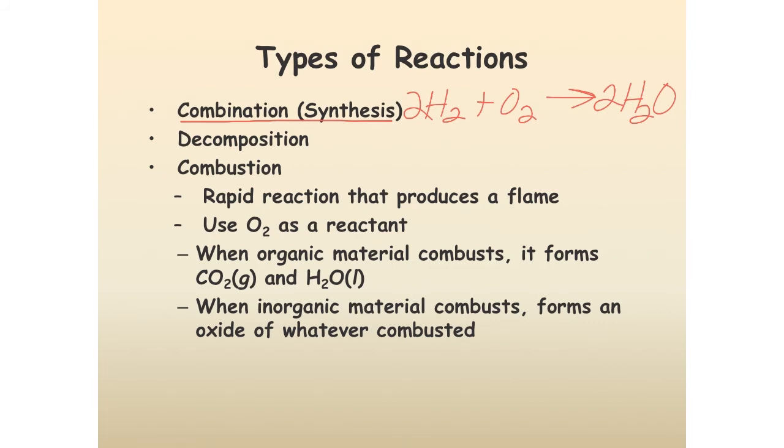Decomposition is the reverse of that. In decomposition, you will start with one reactant. So let's say we have aluminum oxide, and then that breaks apart into multiple parts, into simpler pieces. So that would make aluminum and oxygen gas, and then this obviously would need to be balanced. So we'll fix our coefficients there.